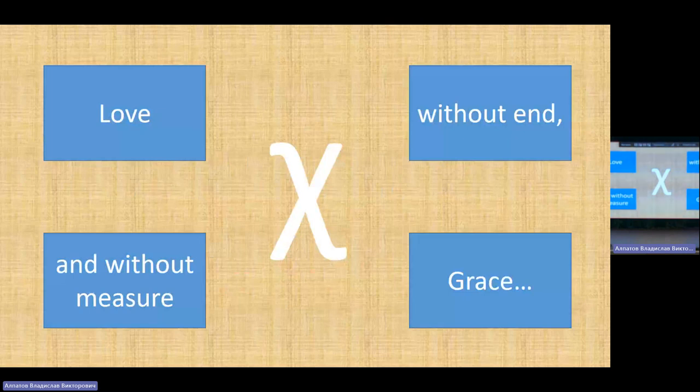Love without end and without measure, grace. Grace, благодать. Love without end and without measure, grace. So it is just to show you how they are formed in the shape of a cross, the letter chi. That's why it is called chiasm, chiasmus, to explain the name, the term. See? Love, grace, without end, without measure. Is this clear? Good.